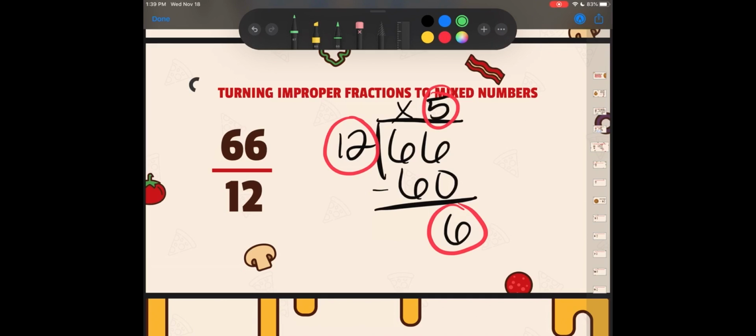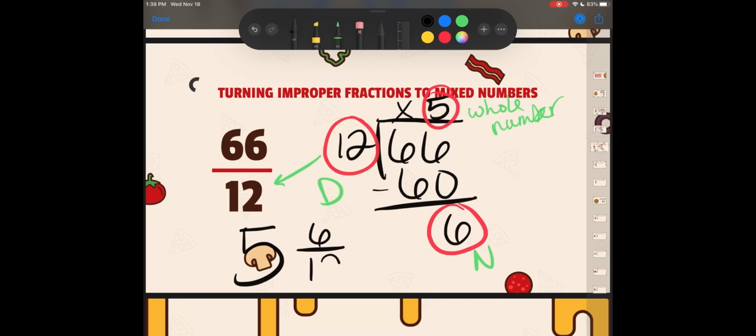That's it. Let's look at our numbers that are important. We've got 5. We've got 6. We've got 12. This 5, the whole amount of times that 12 went in, is our whole number. Our 12, what we were dividing by, is already our denominator, so it stays our denominator. Our remainder becomes our new numerator. So if I put this back together, 66/12 is equal to 5 and 6/12.